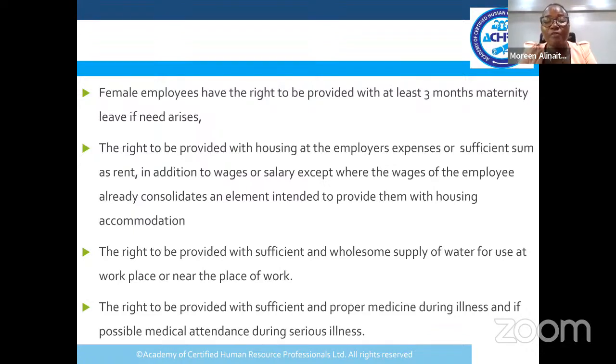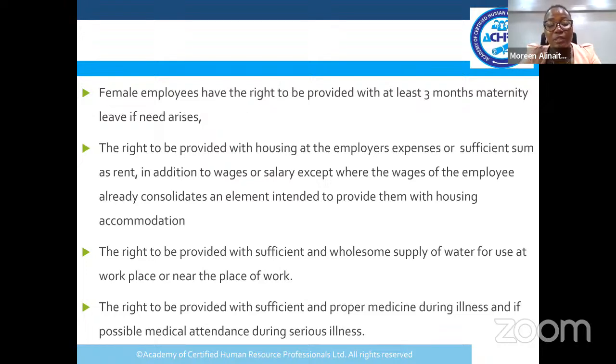The right to be provided with sufficient and wholesome supply of water for use at the workplace or near the workplace. Water. For example, in the coast, we have salty water. Now, it is water, but it cannot be consumed. It cannot be used. So, they need to include that.